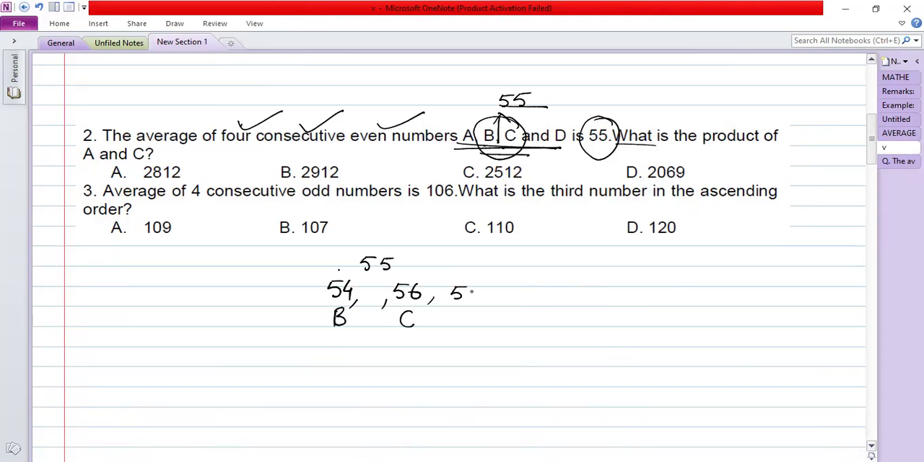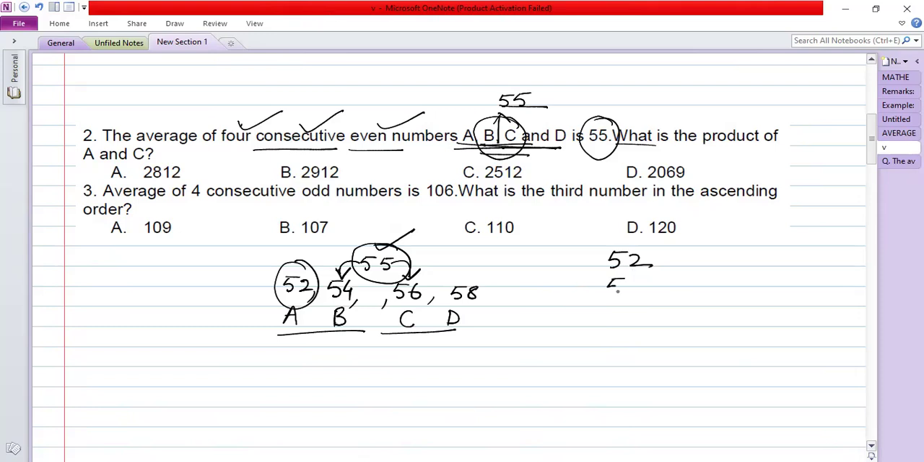Then what will be D? D will be 58, and A will be 52. So these are our numbers, because these are consecutive even numbers. The approach is simple: 55 is the average of B and C, so to one side it will be 54, and to the other side it will be 56. Now we have to find the product of A and C, 52 and 56. So the product of 52 and 56.